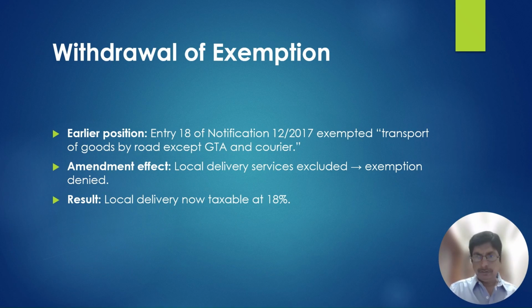You may remember that there is entry number 18 to the exemption notification 12/2017. What is that entry? It is the transportation of goods by road other than GTA service provider and courier. Now, what is the local goods transporter? A local goods transporter is also transporting the goods by road. They are not issuing any consignment note. So ideally this exemption entry number 18 is available for the local goods transporter also.